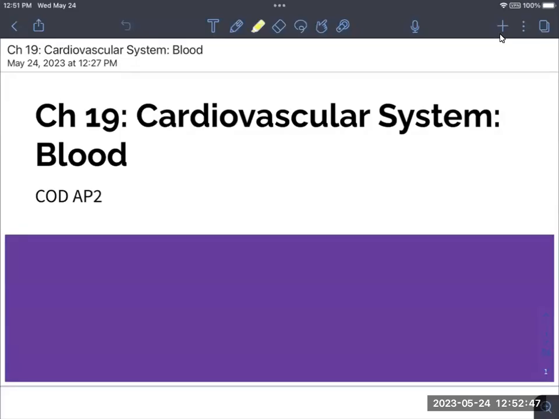Hello. Today we are going to talk about Chapter 19, Cardiovascular System. We're going to start the cardiovascular system talking about blood. So the entire Chapter 19 is about blood, the different parts of blood, and what our blood does for us.